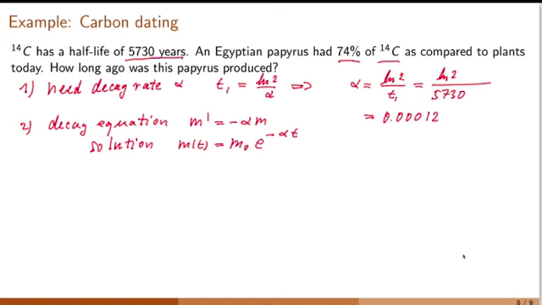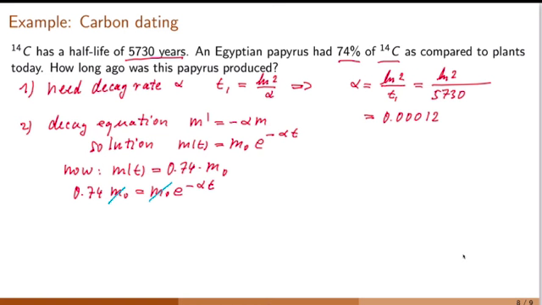So what is m0? Well, we don't know what m0 is. We don't know what was the original carbon content in this papyrus because we were not there when it was produced. We know that 74% of its value has survived. So now m of t is 0.74 times m0. So let's sub it into the solution. Then we get 0.74 m0 equals m0 e to the minus alpha t. So we can cancel m0 or divide both sides by m0, and we are in business. We can apply our natural logarithm to find t.